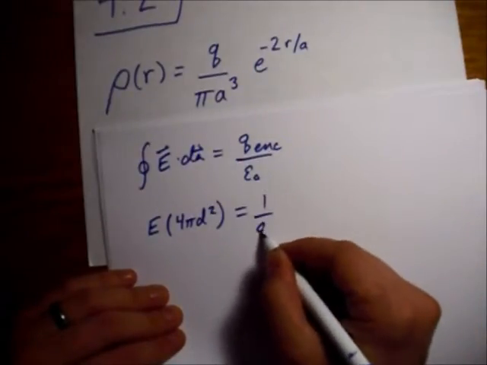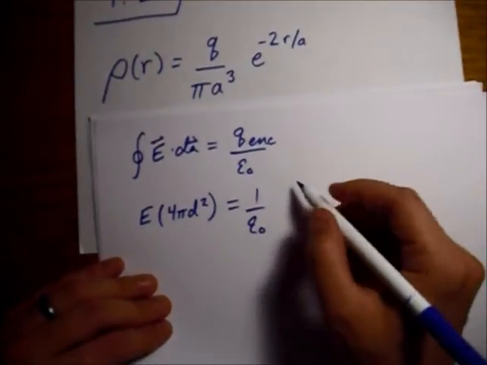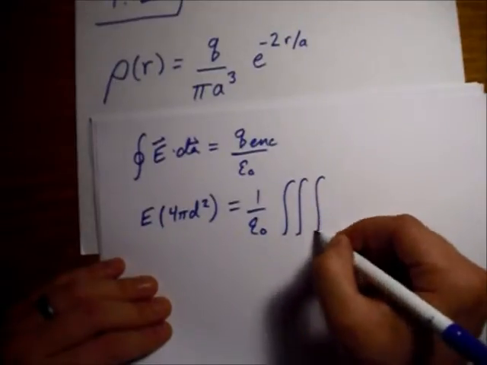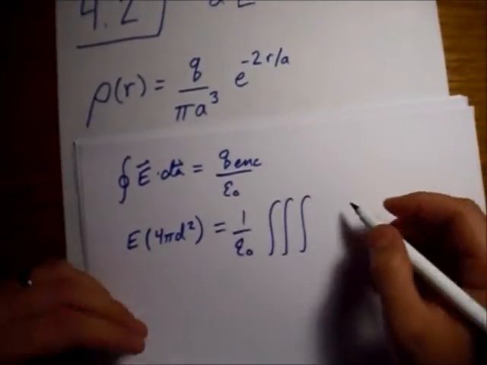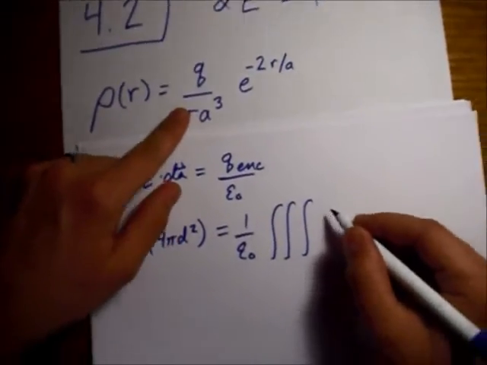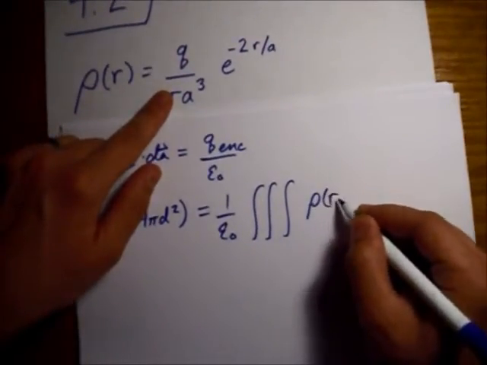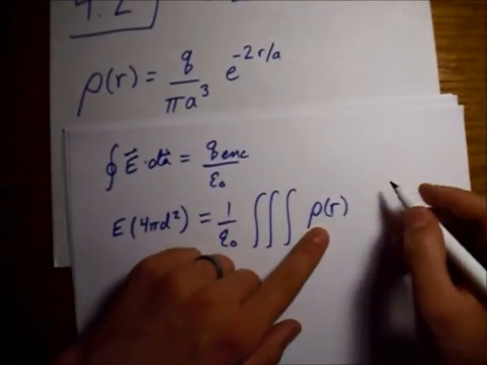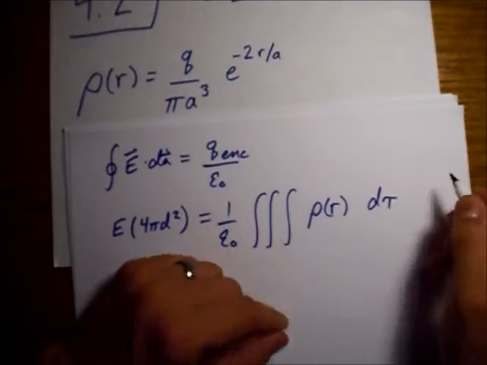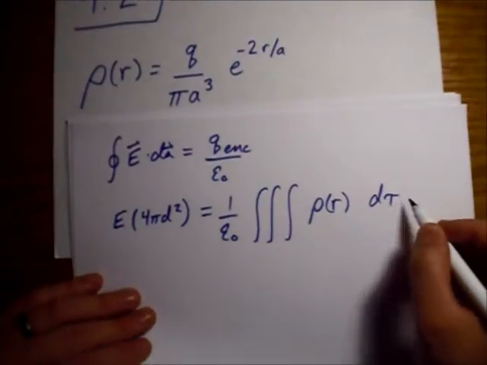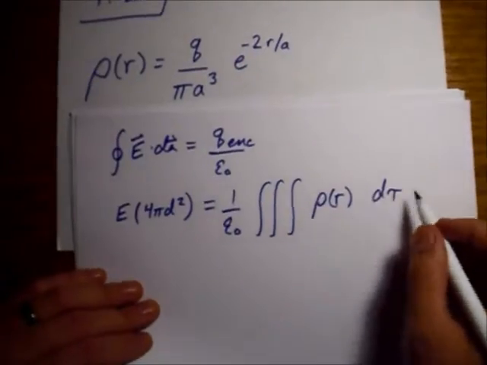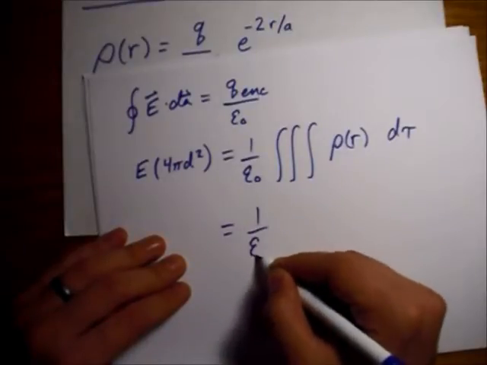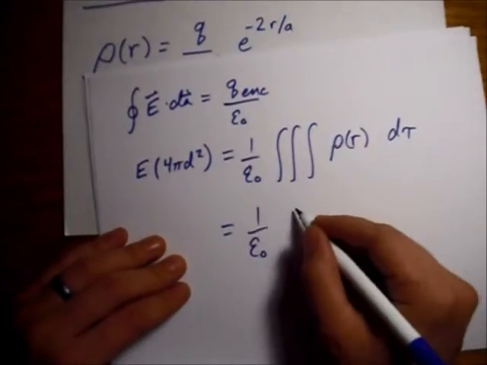I'm going to bring my 1 over epsilon naught out front, and we're just going to do the integral in 3 dimensions of a sphere. For now, let's just write the charge density as a function of r, and let's just use d tau for a second, just to call this our volume integral. We're going to do this integral in spherical coordinates. Much nicer that way. Let's talk about the limits of integration of this.